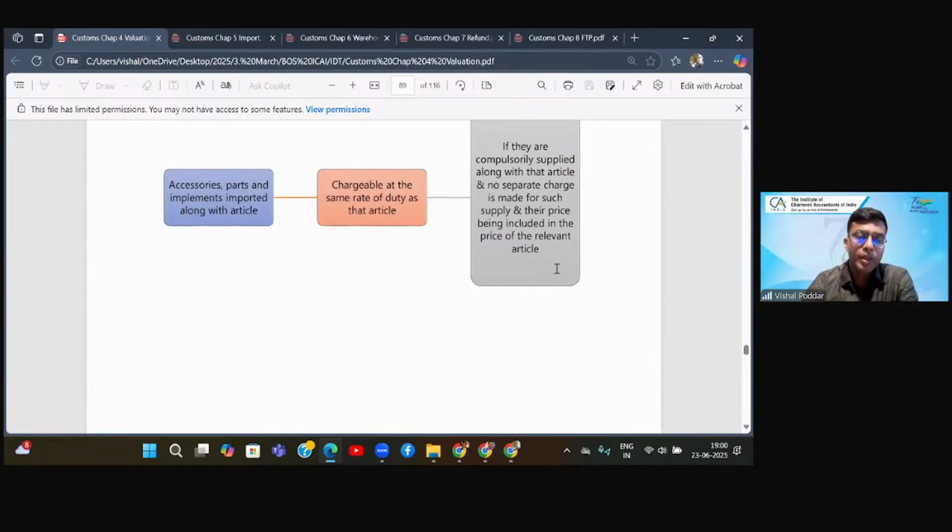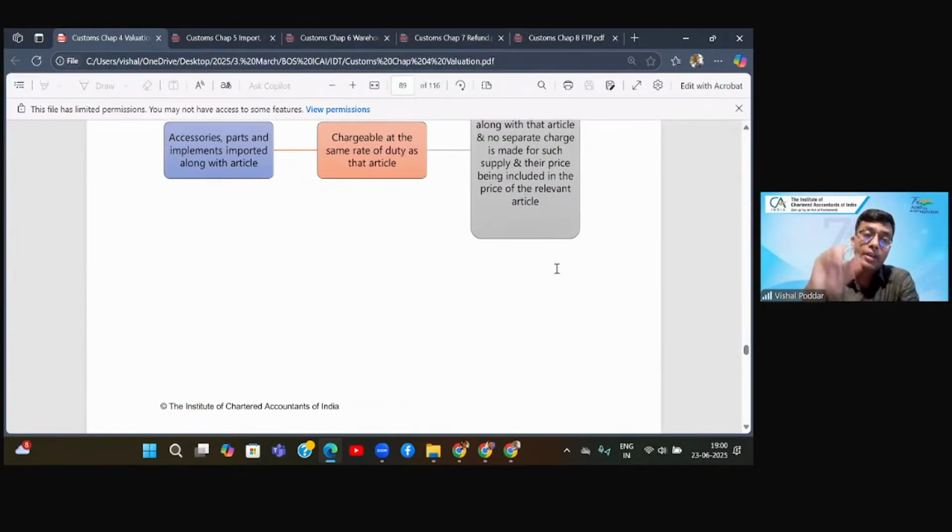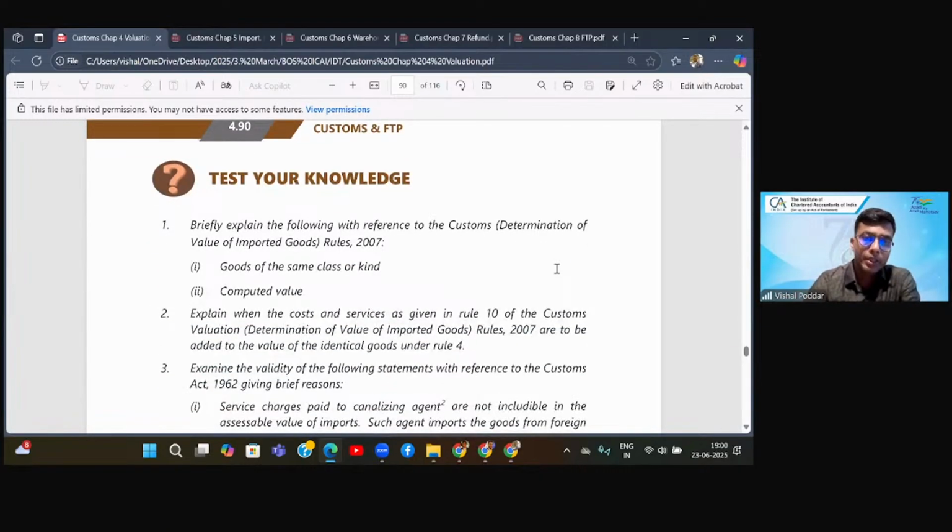So what does it mean? These blades and all, these spare parts are to be supplied compulsorily along with your goods. If that is the scenario, then we will include them and tax them at the rate of the goods. Then we will not apply the highest rate method. Fine, students. So this is about valuation.